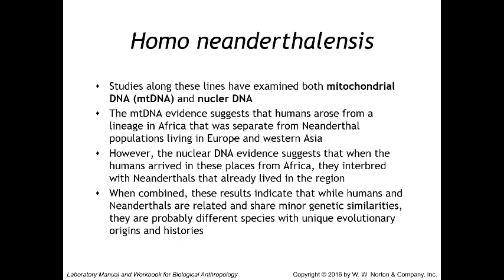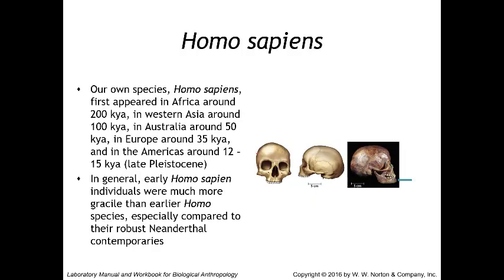So that's Homo neanderthalensis. That brings us now to Homo sapiens. Our own species, Homo sapiens, first appeared in Africa around 200,000 years ago. It appeared in Western Asia around 100,000 years ago, in Australia around 50,000 years ago, in Europe around 35,000 years ago, and then in the Americas around 12 to 15,000 years ago.